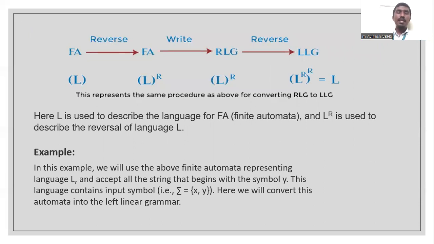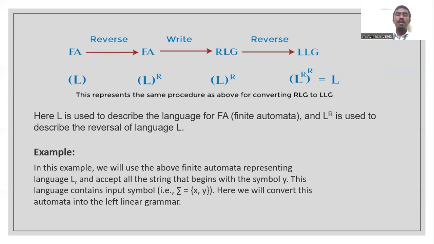It can be shown in the diagram. Finite automata, reversing it, we get a finite automata, when we write a right linear grammar and reverse it, we get the left linear grammar. This represents the same procedure as above for converting right linear grammar to left linear grammar. Here L is used to describe the language for the finite automata, and L^R is used to describe the reversal of language L.